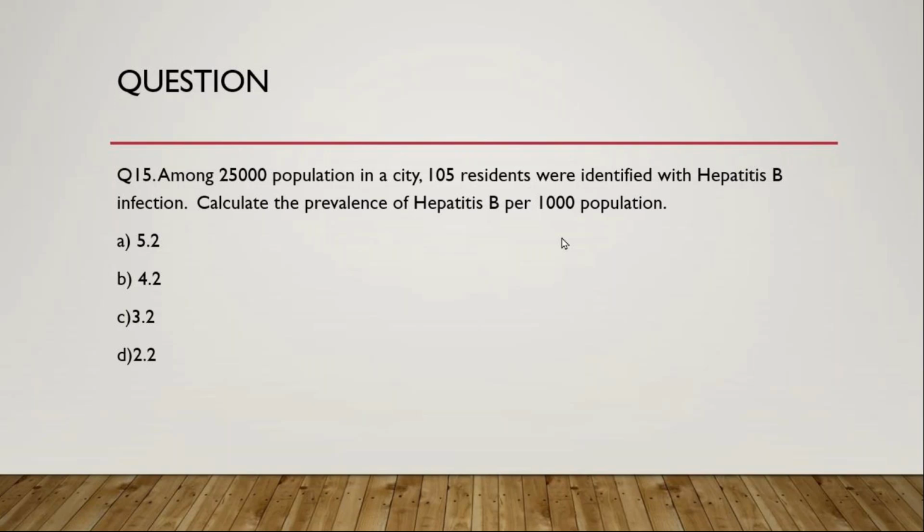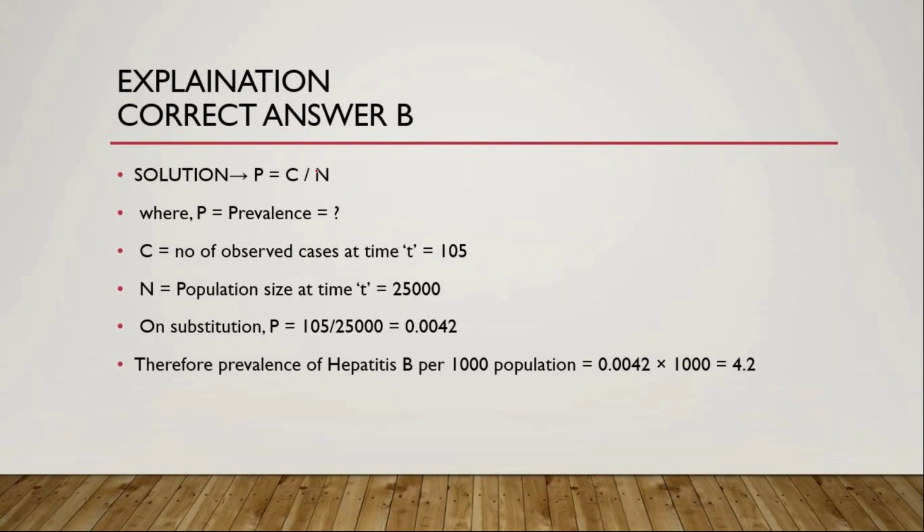Option B, 4.2. Yes, so how have you solved it? Apply the formula P is equal to C by N. C is the number of observed cases at time t, that is 105, and total population is 25,000. So 105 upon 25,000 is equal to 0.0042, and since prevalence of hepatitis B per thousand population is asked, it is 0.0042 into 1000, that is 4.2. I hope the answer is clear to all of you.